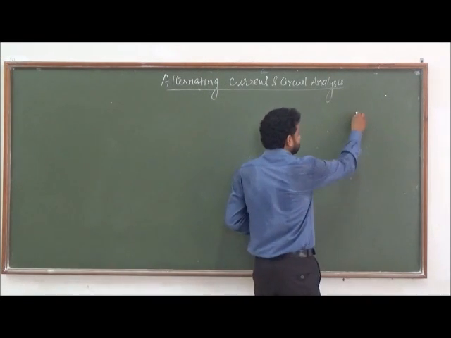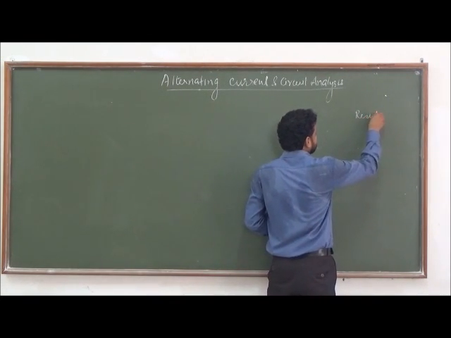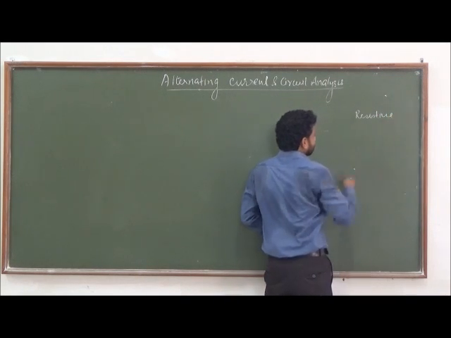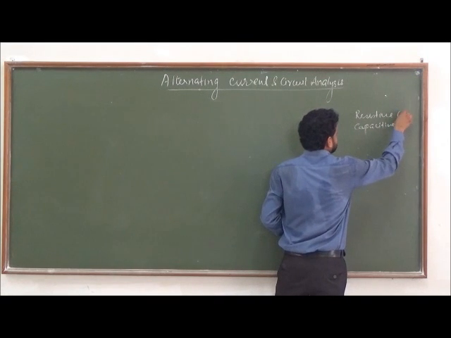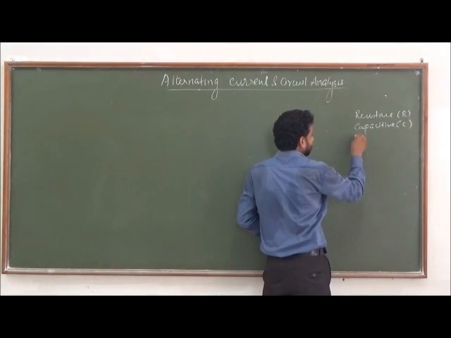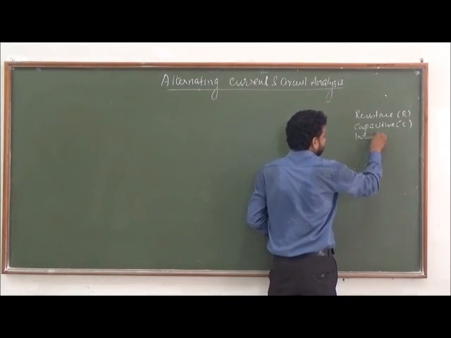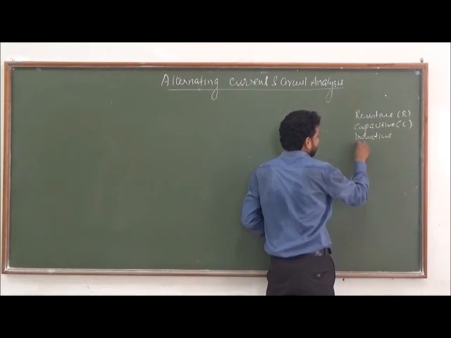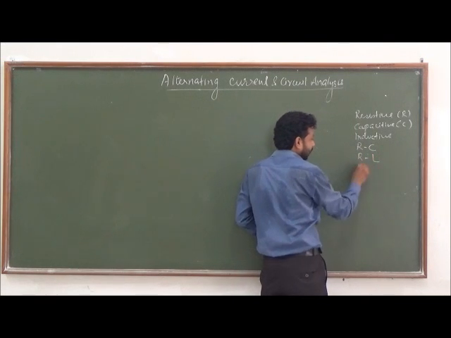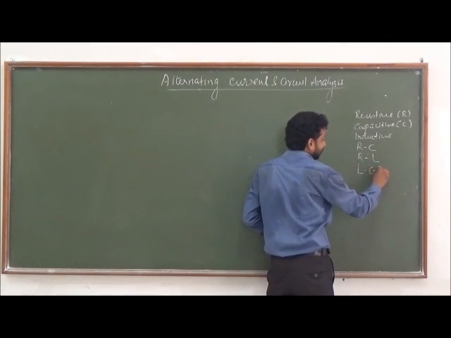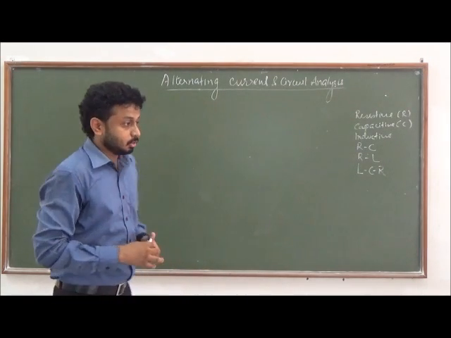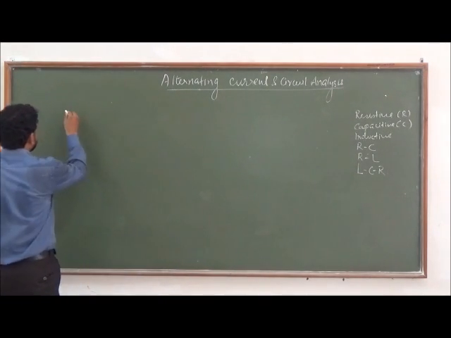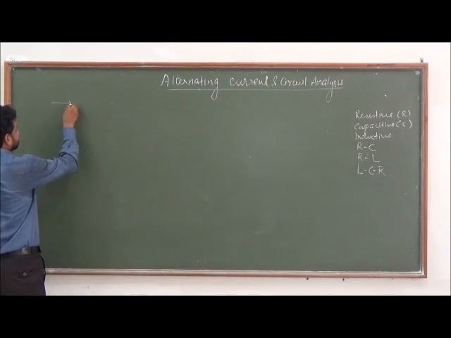We are first going to see only a resistive circuit, then capacitive, then inductive, then R and C, and then R and L, and last one, the most important, the LCR, including the resonance in LCR circuit. So to start with, we will start with only the resistive circuit.